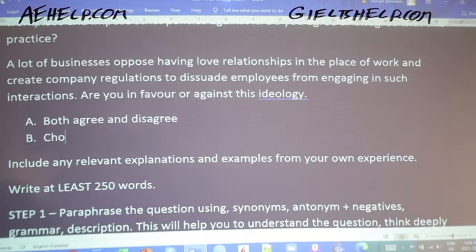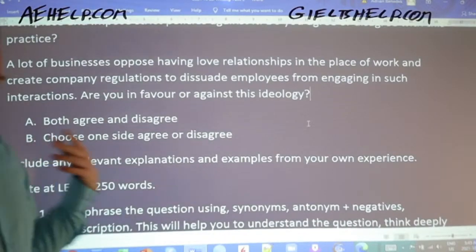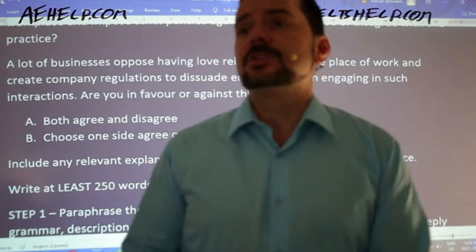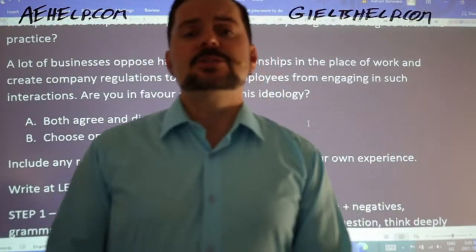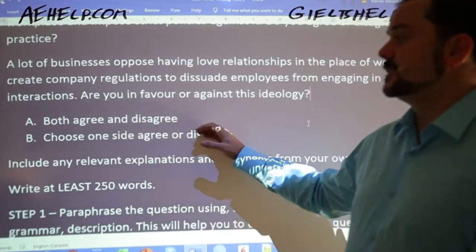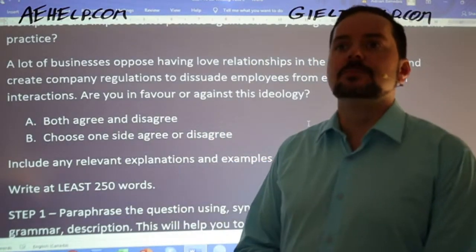Or B, should you agree or disagree? So let's take a vote on this. What do you think for this type of question? Do you think that you should try to discuss both views and explain to your reader that it's good to have relationships as well as it's bad to have relationships? Or should you just choose one side and say, I completely agree with this or I completely disagree with this? What do you think is going to be the better choice, the better essay, the better argument?